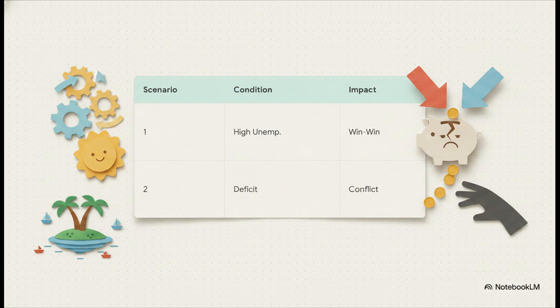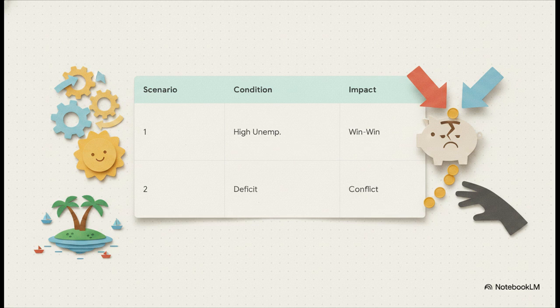Now, sometimes the government gets lucky. Take a scenario where a country has high unemployment but is simultaneously running a trade surplus. Let's call that scenario 1. There is no conflict there. The government can use expansionary policies like cutting interest rates or spending more money, which boosts income, gets people back to work, and conveniently encourages just enough imports to balance out that trade surplus. It's a total win-win.